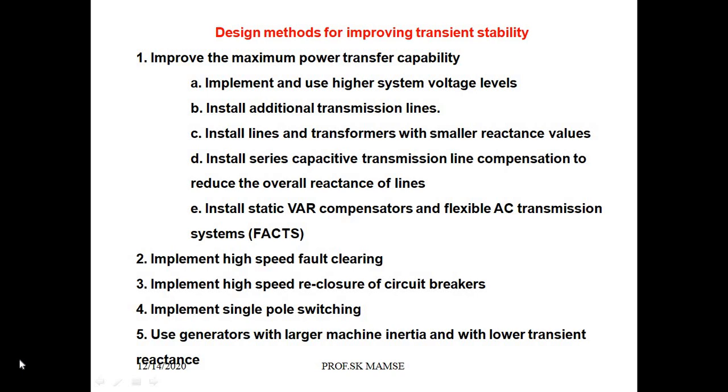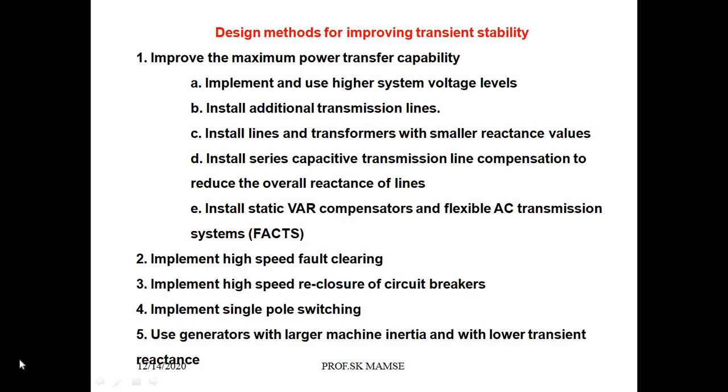The next, install static VAR compensator and flexible AC transmission system, that is called FACTS. Second one, implement high-speed fault clearing. And third one, implement high-speed reclosing of circuit breaker. Then fourth one, implement single pole switching.